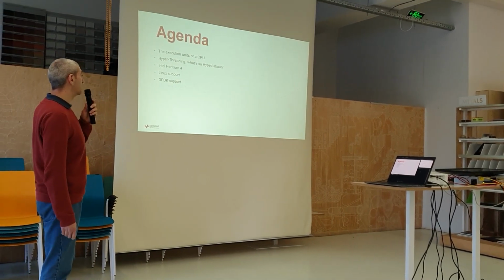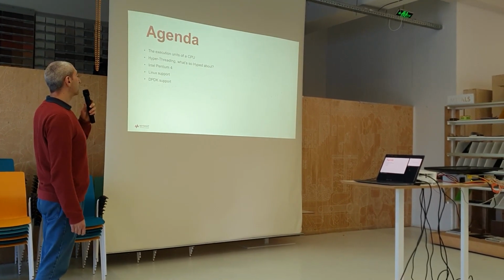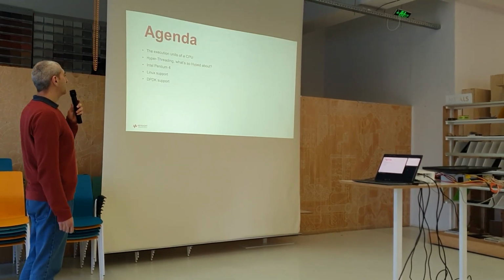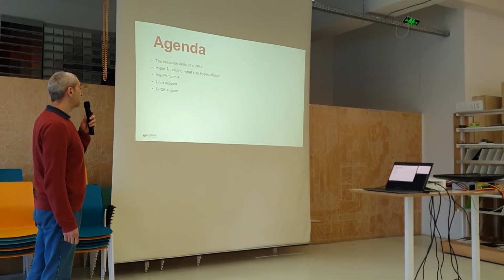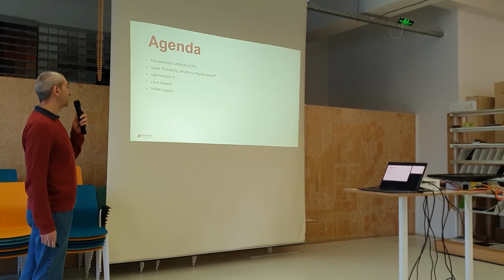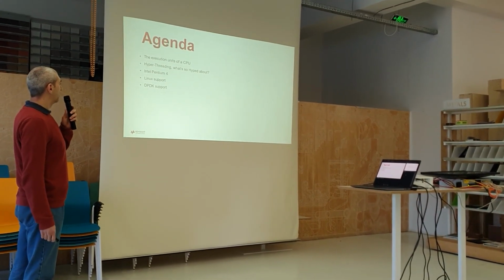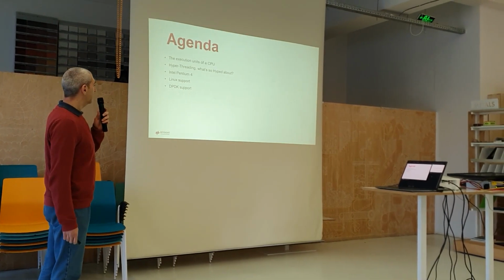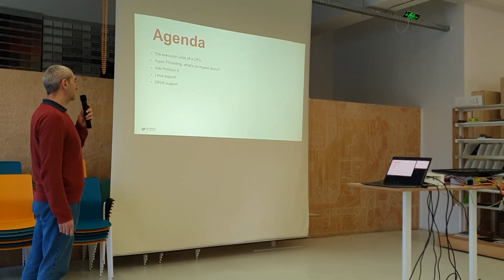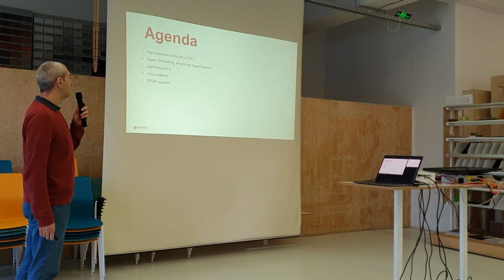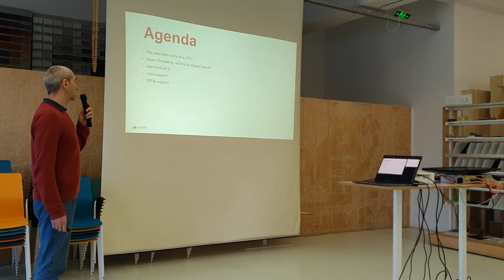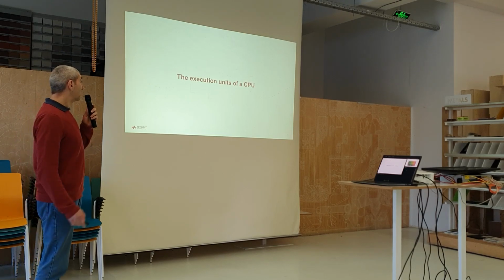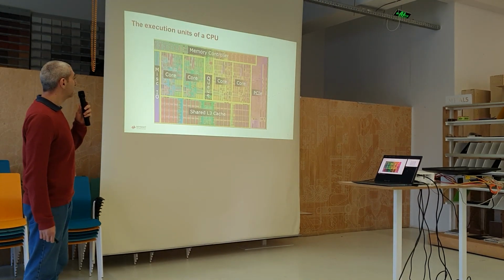So we're going to talk about the so-called execution units of a CPU. Then we're going to learn what is hyperthreading and how hyperthreading was first launched with Intel Pentium 4. And then we're going to see how Linux supports this, and DPDK, which is a networking thing, supports this. Okay, so the execution units of a CPU.